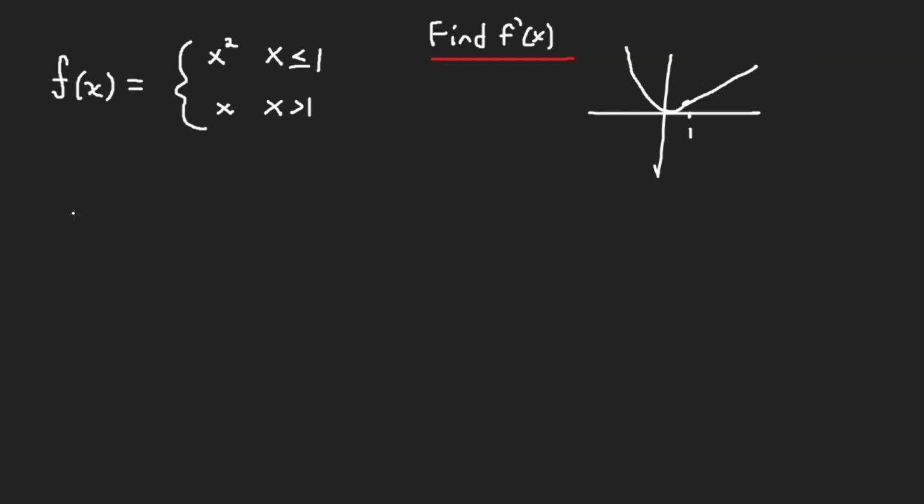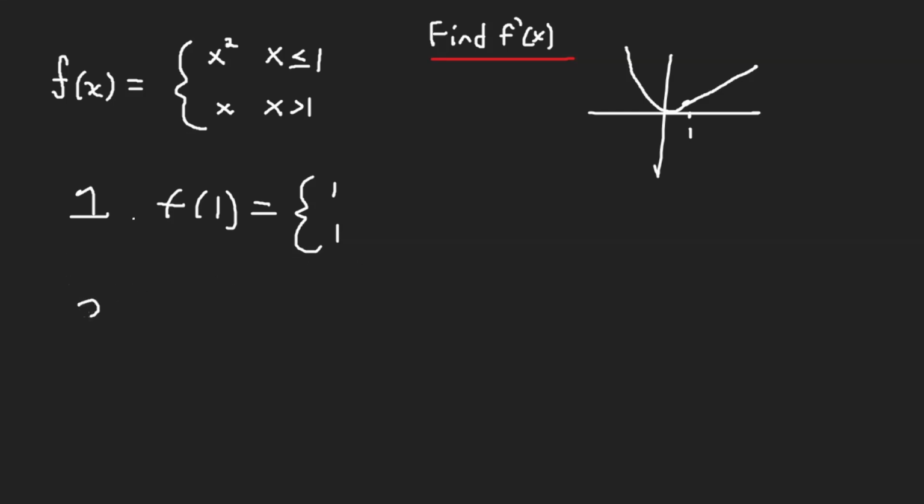So there are 3 steps we should do. The first step is to check for continuity at the intersection. Super easy to do. That is just f of 1. We just plug in where the graphs intersect. And then that's just 1 squared is 1, and then that's also just 1. So because these are equal, we can say that f is continuous at x equals 1.